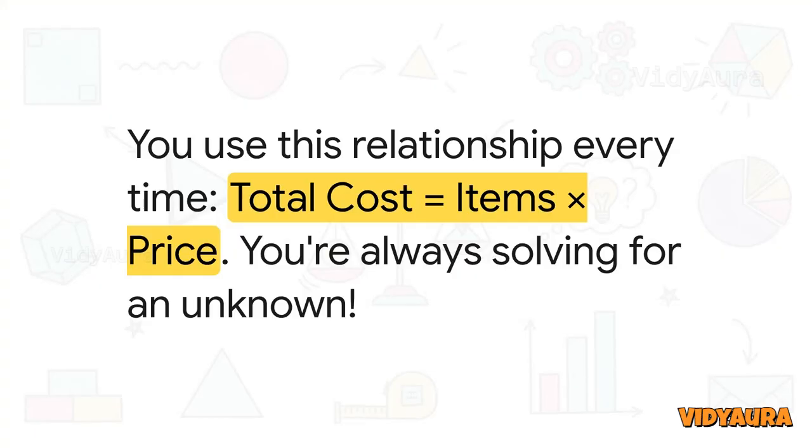Or how about something as simple as going shopping? The total cost is just the number of items you buy times their price. That's a basic algebraic relationship you use all the time, maybe without even thinking about it. You're constantly solving for an unknown, whether it's the final bill or just how many things you can actually afford.